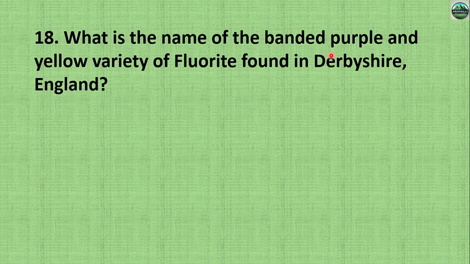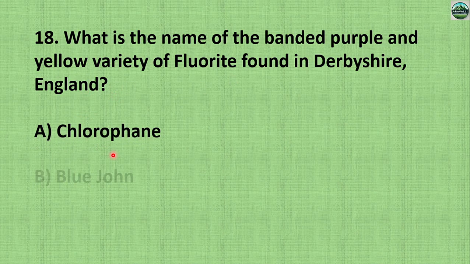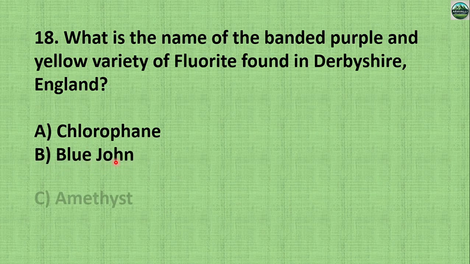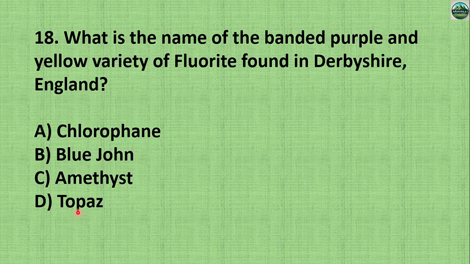Next, what is the name of the banded purple and yellow variety of fluorite found in Derbyshire, England? Option A, chlorophane. Option B, Blue John. Option C, amethyst. And option D, topaz. Which one is the correct answer? Correct answer is Blue John. Blue John is the banded purple and yellow variety of fluorite found in Derbyshire, England. Due to this mine location, this variety is also known as Derbyshire spar.